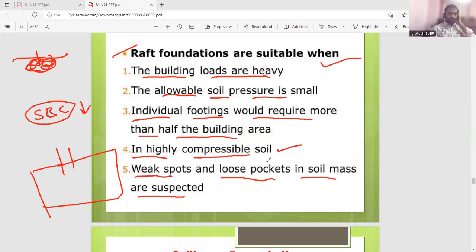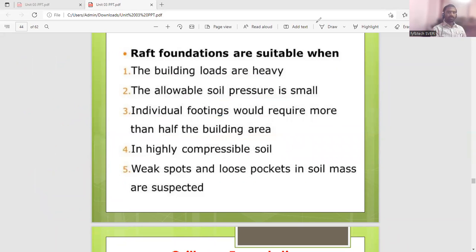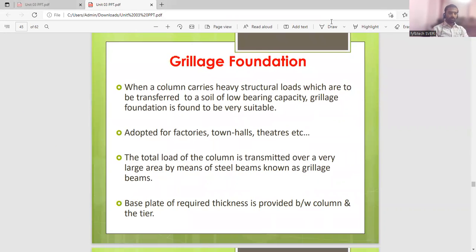Is it clear? Yes sir. Okay, these are the important points in the raft foundation. Okay, the next foundation we will take in the next class. Okay, we'll stop now, we'll continue in the next class.